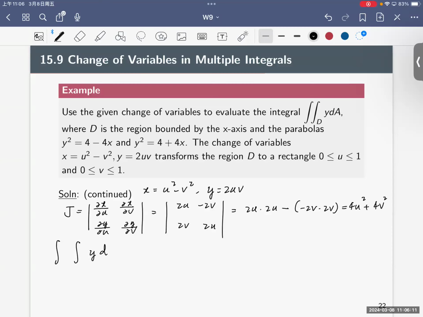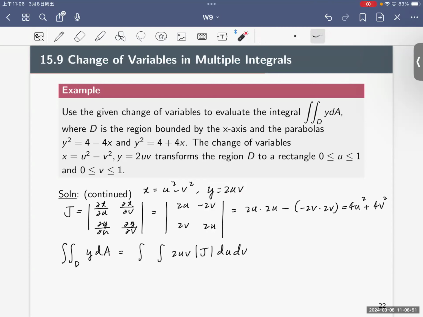Okay, so let's try to rewrite this double integral. I have the double integral over D of y dA, written compactly. So I want to express everything using u and v. So the integrand needs to change to u and v, and y is given as 2uv. So y becomes 2uv for the integrand, and dA becomes what? dA becomes the absolute value of the Jacobian times du dv.